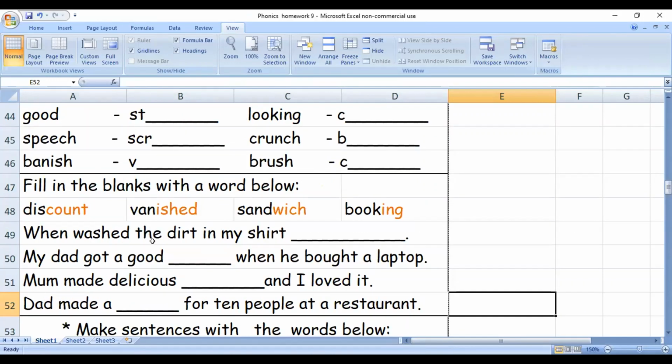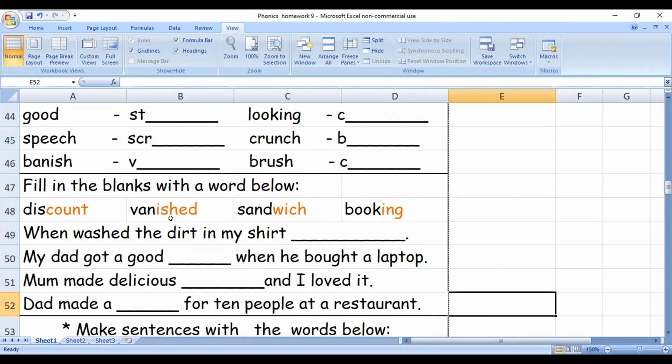When washed the dirt in my shirt, I don't know, you will have to choose something. My dad got a good something when he bought a laptop. You have to choose one of these. Mom made delicious something and I loved it. What is something here that you can eat? You will have to guess. You will have to think what it is. Dad made something for 10 people at a restaurant.